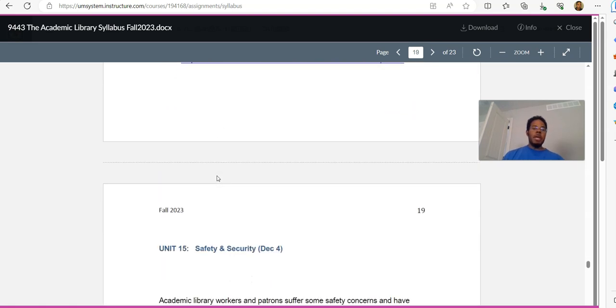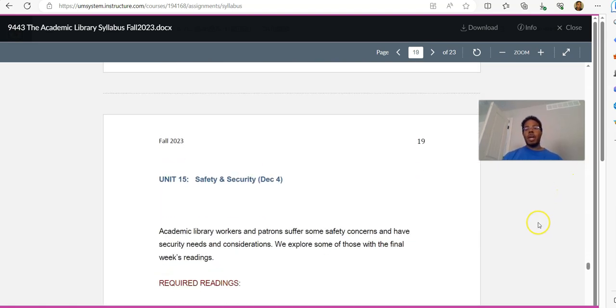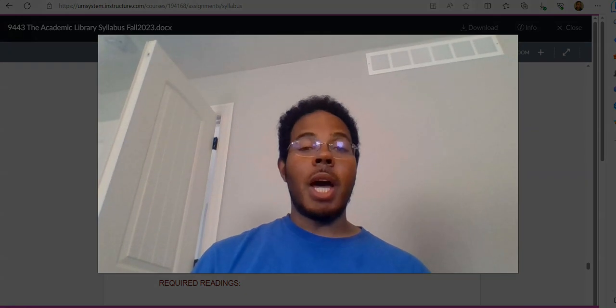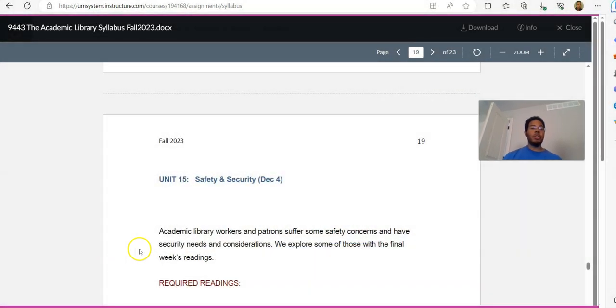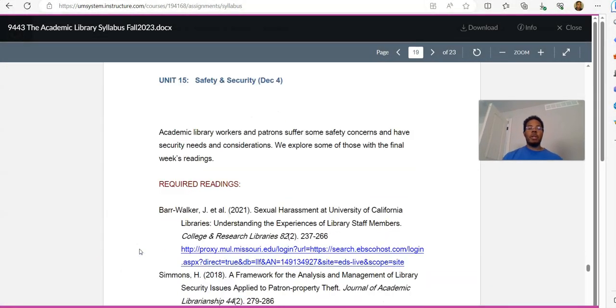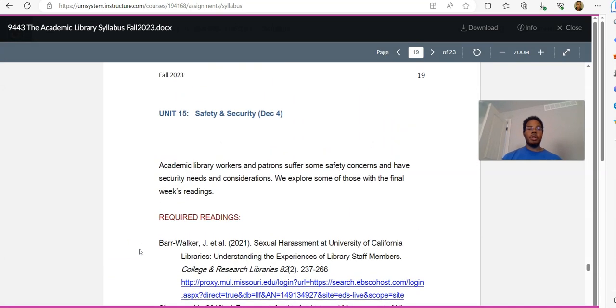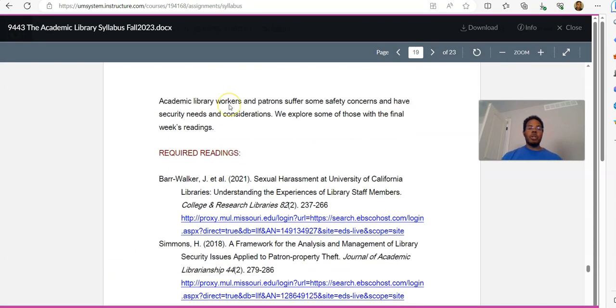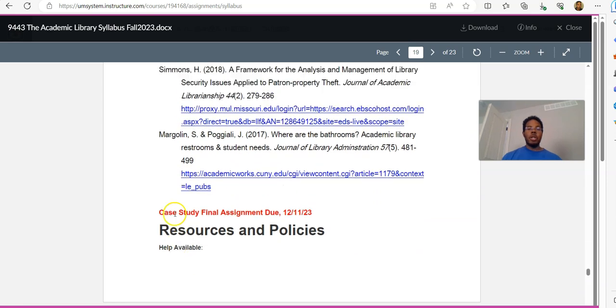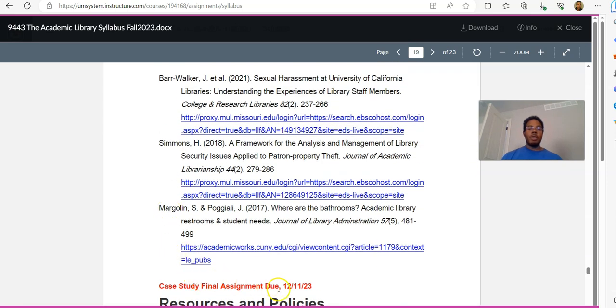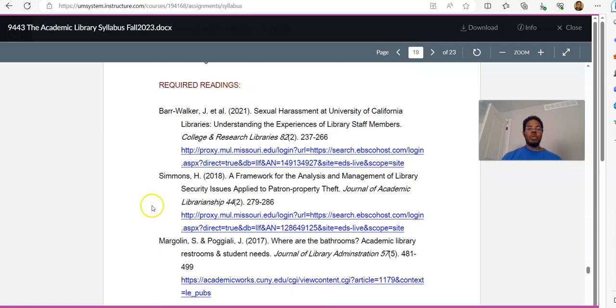They're big issues, and nowadays you actually do have academic libraries that hire an assessment librarian. So that's another career path that you should be on the lookout for. And then finally, safety and security, that'll be our closer. And then you'll have that final case study assignment due on December the 11th.